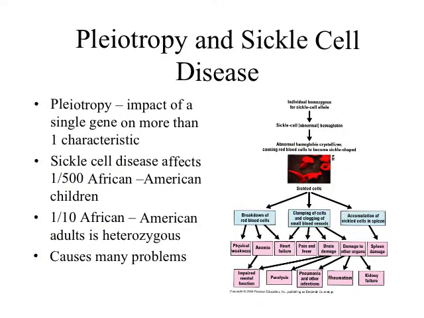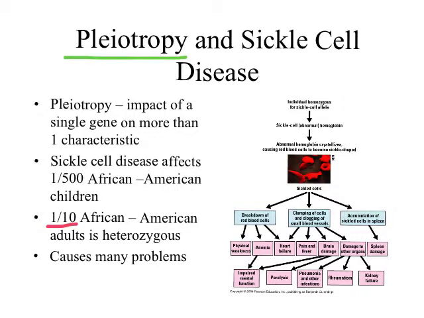When we talk about genetics, we can also talk about what's called pleiotropy, which is the impact of a single gene on more than one characteristic. Basically that means a single gene can have all kinds of effects on the body. For example, sickle cell anemia is a disease that affects 1 in 500 African American children. 1 in 10 African American adults is heterozygous, so they're a carrier.